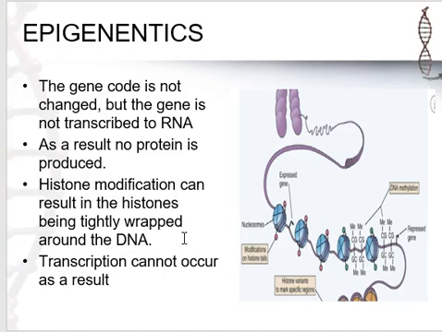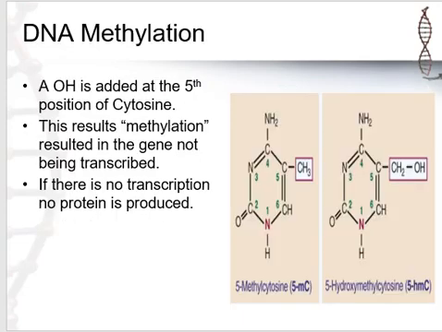Histone modifications can result in histones being very tightly wound so that transcription does not occur. DNA methylation is another method for lack of transcription. The methyl group is added to the 5th position of the cytosine. This results in the gene not being transcribed. And there are a number of human disorders where only a paternal or maternal copy of a specific gene is transcribed.